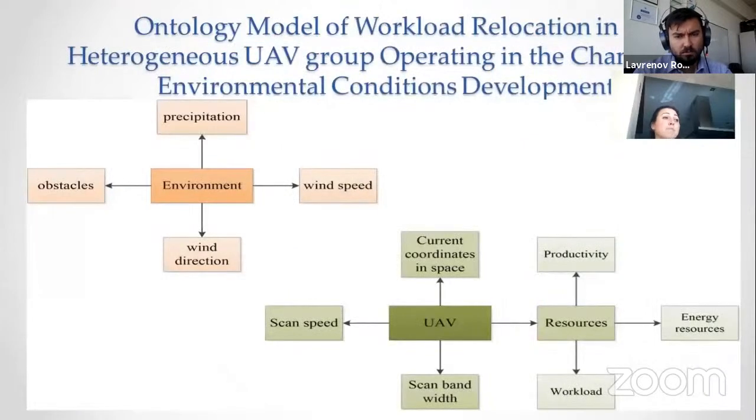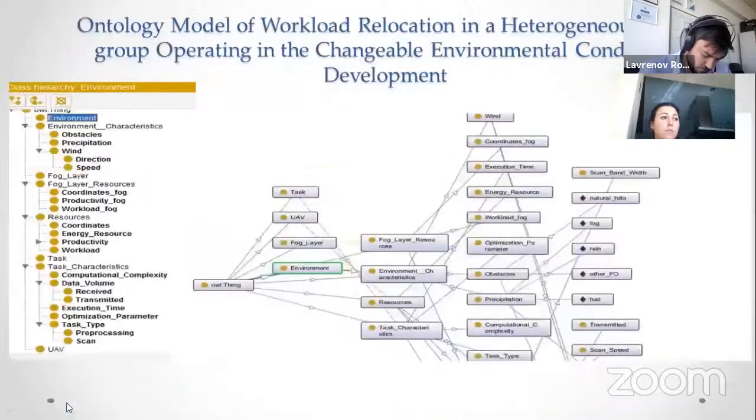To describe a specified domain in the form of an ontology model sufficiently and correctly, it is necessary to form a set of concepts which are represented in the ontology as a class hierarchy. Some examples you can see in this slide. Here you can see a class hierarchy and a fragment of the developed ontology model in an open source ontology editor, Protege.